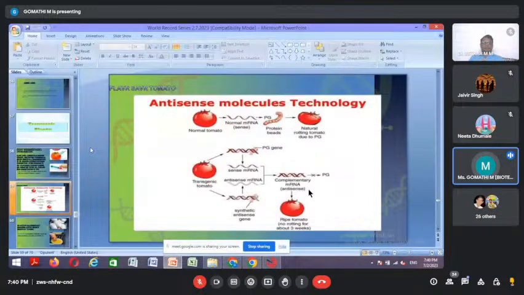So how has this Flavr Savr tomato been produced? A normal tomato will rot easily and quickly, whereas this one will take more than 3 weeks to rot.